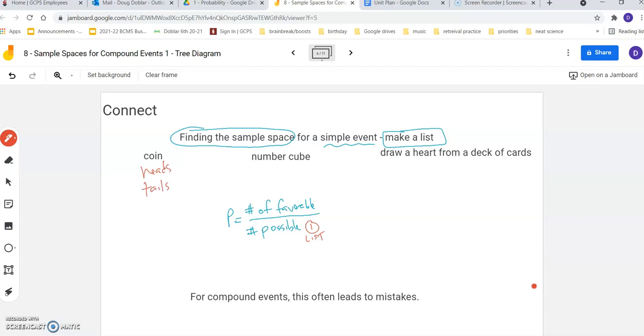If you're going to roll a number cube, make a list of the possible outcomes first: 1, 2, 3, 4, 5, 6. There's your sample space. And then whichever ones you're trying to get, you circle the favorable ones. If we were going to draw a heart from a deck of cards, and we're only talking about the suit, your possible outcomes are heart, diamond, spade, and club. That's your sample space. Those are the four suits you could possibly draw, and you just circle the one you're trying to get, and it's easy to find the probability.